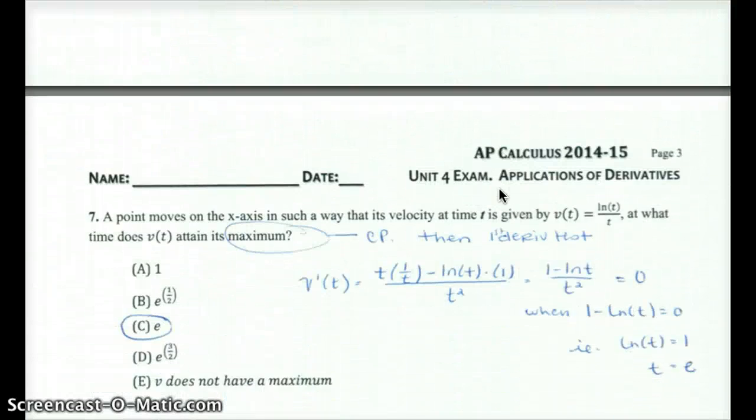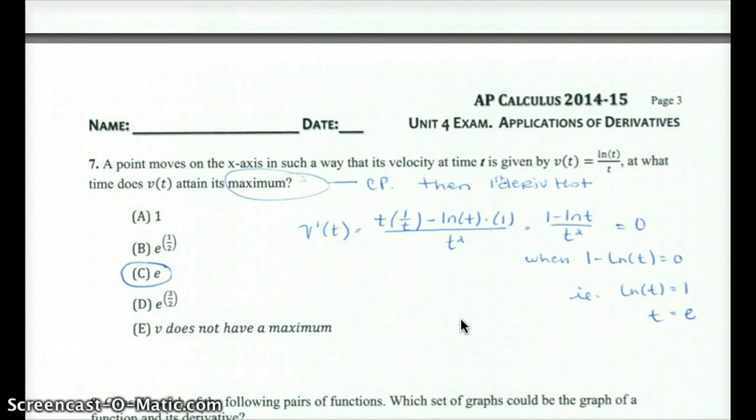All right, we're pretty close to the end here. 7 was a pretty straightforward position graph, velocity kind of question. So know that a maximum is a critical point, and then you have to use the first derivative test. So I took the velocity function, and I took its derivative, which was just a simple quotient rule. And then I set the derivative equal to 0. And I cross-multiplied, and I got that 1 minus ln t has to equal 0, which means that the natural log of t has to equal 1, which means that t has to equal e, because this is basically saying e to what power equals 1? Well, it's just e to the first power.